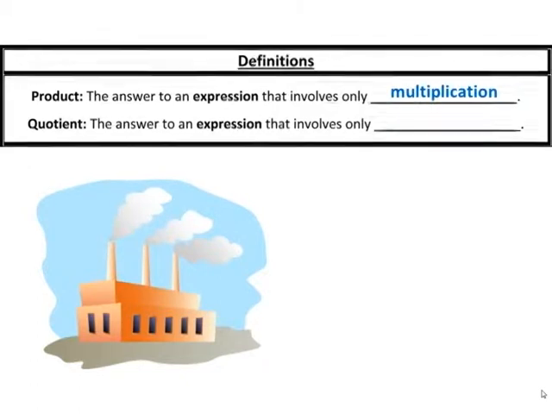The product is the answer to an expression that involves only multiplication. Think about a factory. A factory makes products. They take groups of individual parts and put them together as one product to sell.